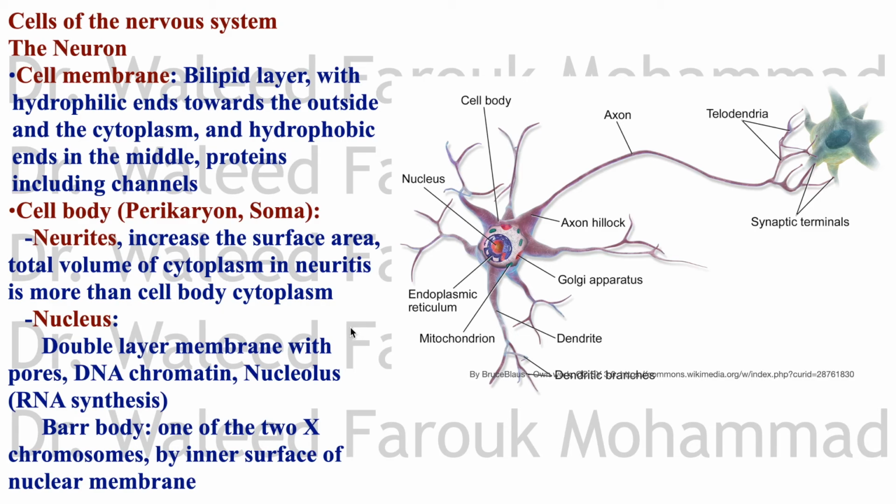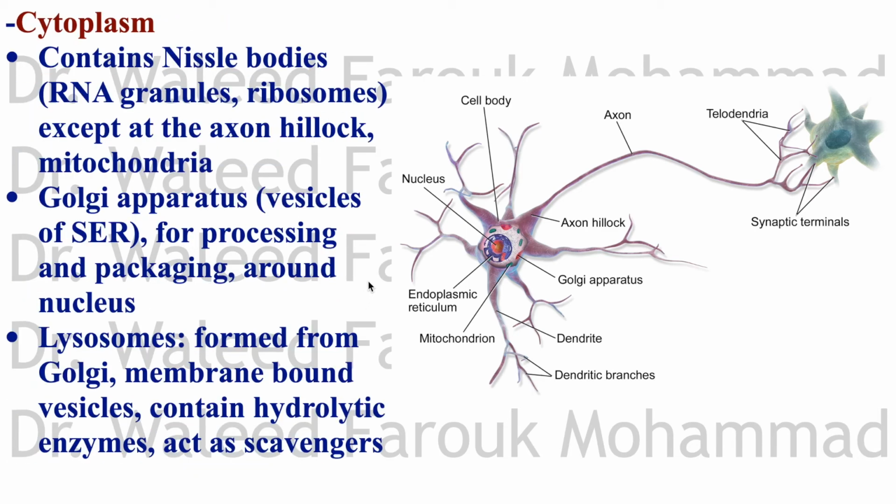The nucleus has a double layer membrane with pores, has DNA, chromatin, and a nucleolus, which is made up of RNA for RNA synthesis. The Barr body is one of the two X chromosomes, by the inner surface of the nuclear membrane.